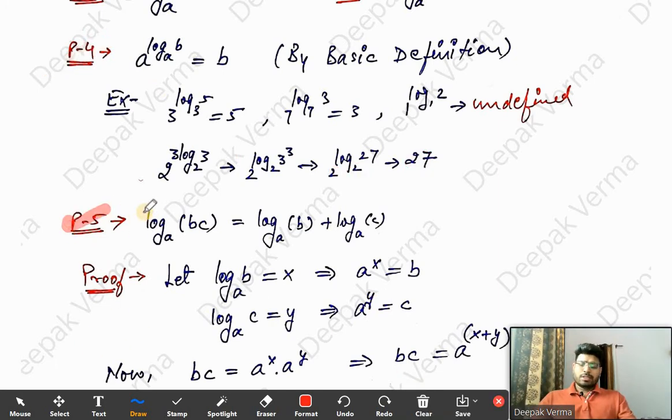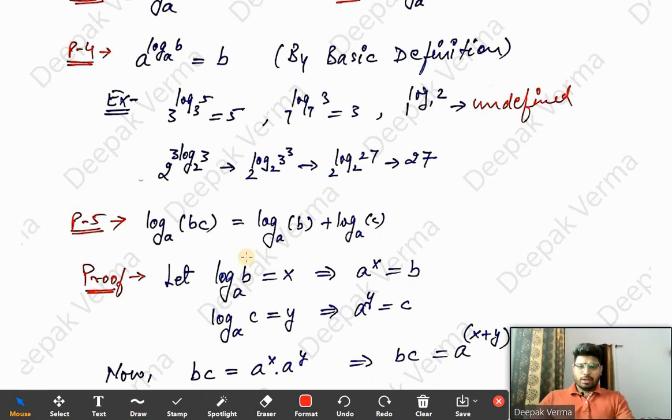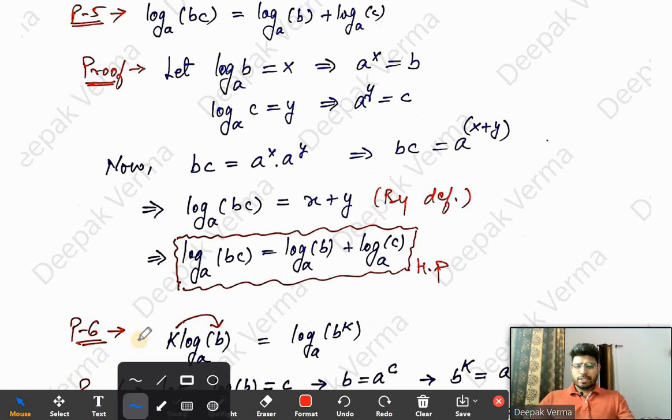Next property, this is property number 5. Log of b into c to the base a. Whenever we have two numbers in a product and we are taking log with any base, then we can write it like log b plus log c with base a. Is it clear? It's a property. We can prove this also. Let us check it out.